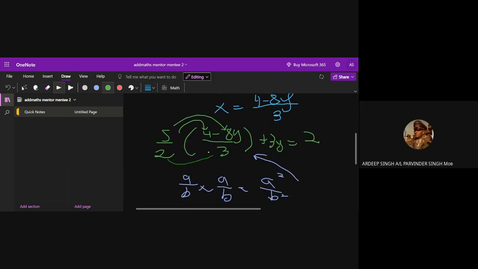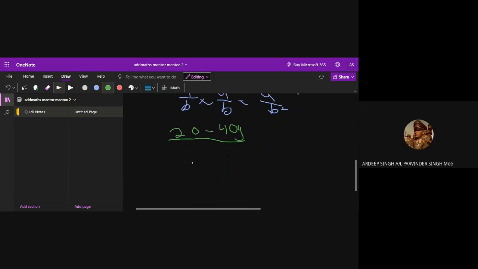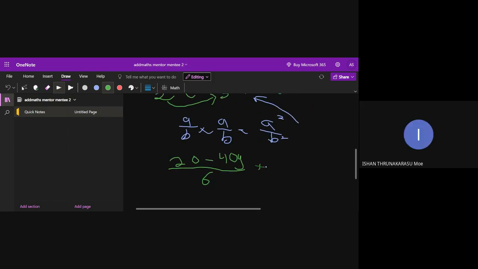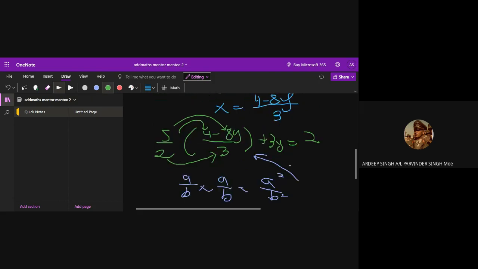Then we take the 2 times the 3. We will get 6. So now you get 3y here like that equals 2.